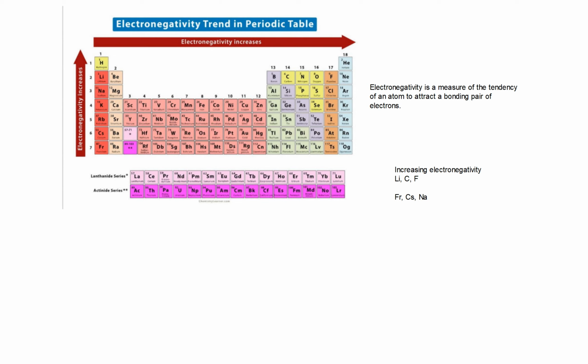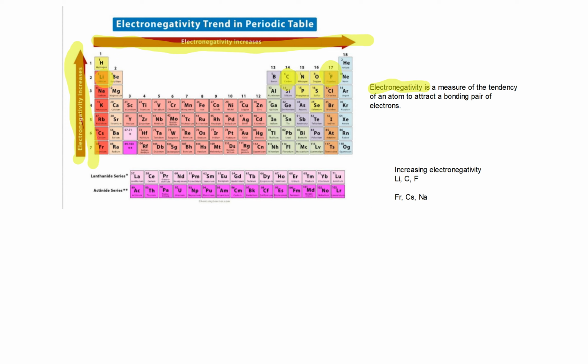Electronegativity is the measure of the tendency of an atom to attract a bonding pair of electrons. It increases from right to left, and it increases from bottom to top. And so, increasing electronegativity: we have lithium, carbon, and fluorine. Fluorine is much more electronegative than lithium because it's a non-metal. It wants to gain electrons. Lithium is a metal. It wants to give away electrons.